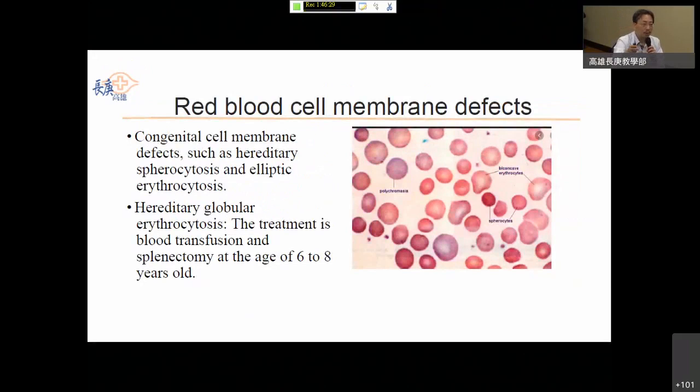The first condition that causes hemolytic anemia is a red blood cell membrane defect. As we all know, our red blood cell has a shape of a what? Can anybody tell me? Our red blood cell has a shape of what?